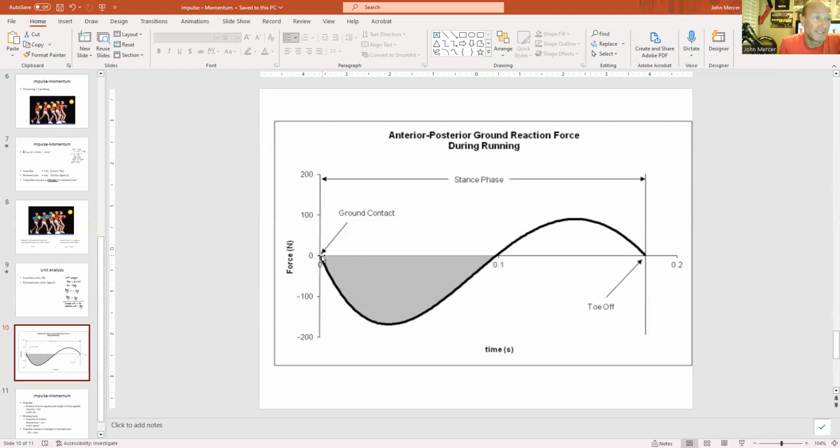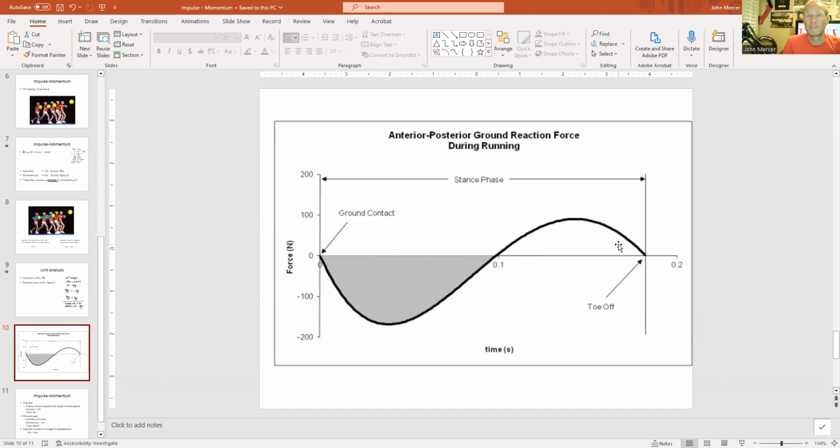The reason for that is that the area under this curve represents impulse. And when I say under, what I mean is the area closer to zero. So this shaded region is actually under this line because it's closer. This area is closer to zero. The area here would be the area for this region of the curve.